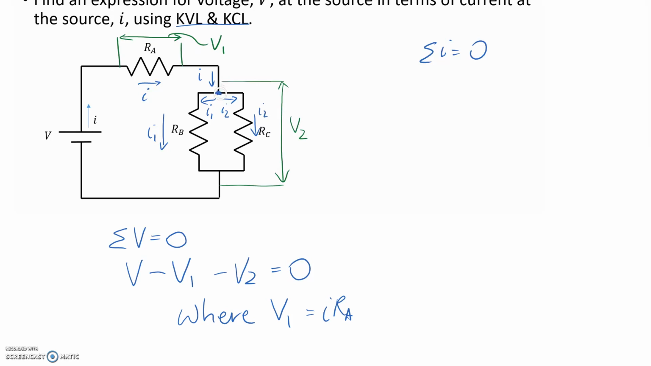So this is our node that we're going to focus the equation on. Coming in, we have I, and then going out, we have I1 and I2. That's why they're going to be negative, because they're going out. So let me rearrange this equation. We're going to get I equals I1 plus I2. And let's, at this point, substitute out I1 and I2 based on the resistances and the voltages.